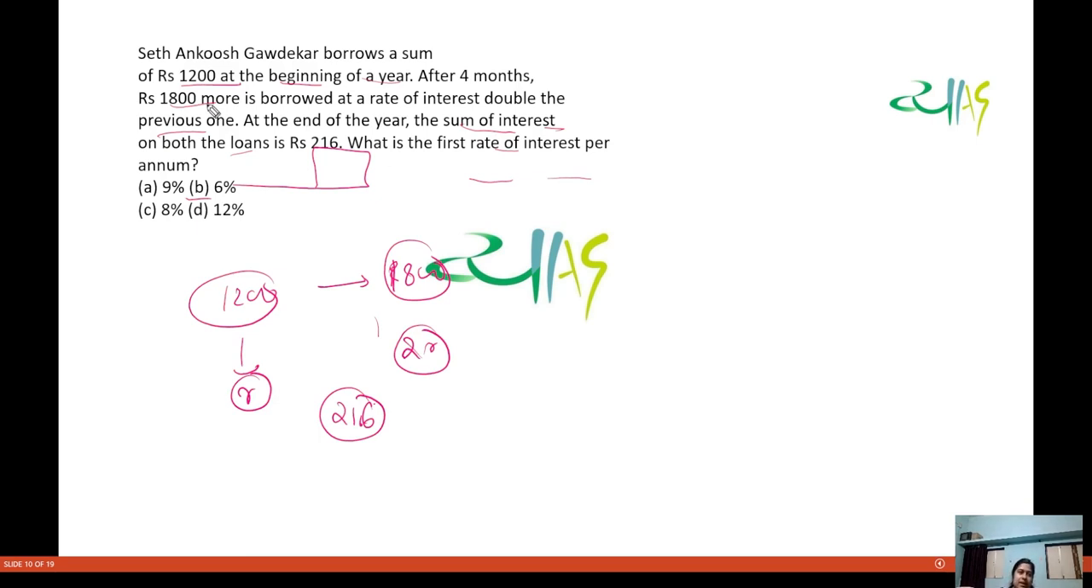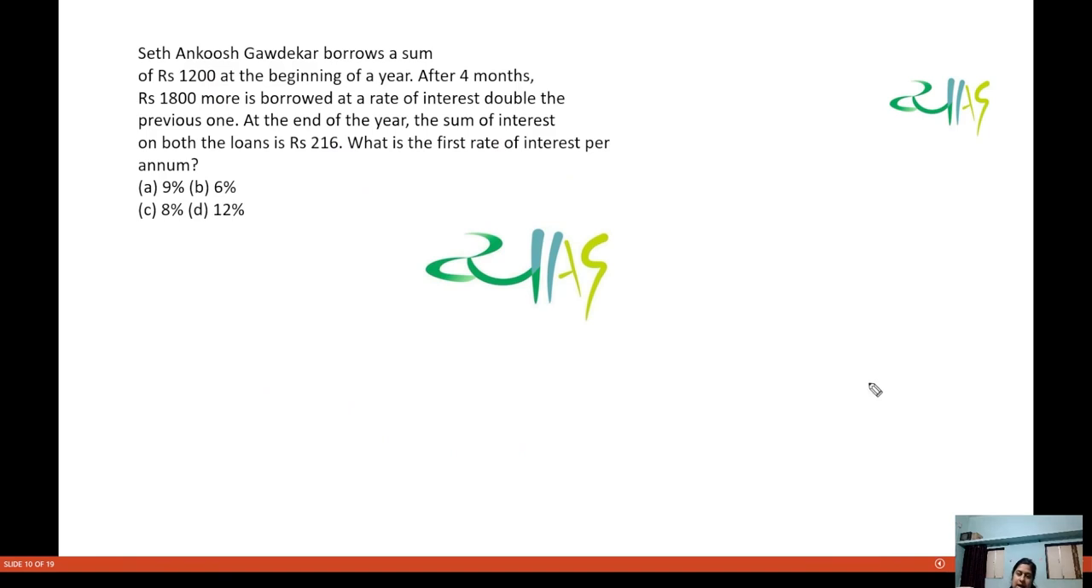So see what is happening here. We took 1200 rupees at the beginning of the year. After 4 months I took 1800 rupees more, at a rate of interest double the previous one. At the end of the year, the sum of interest on both of the loans is 216. What is the rate of interest per annum?